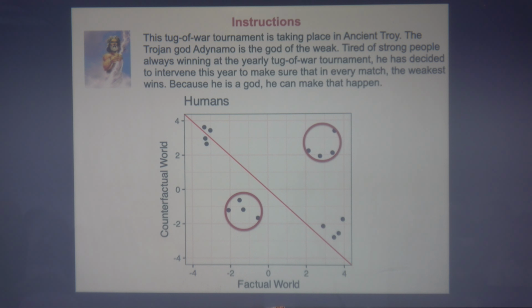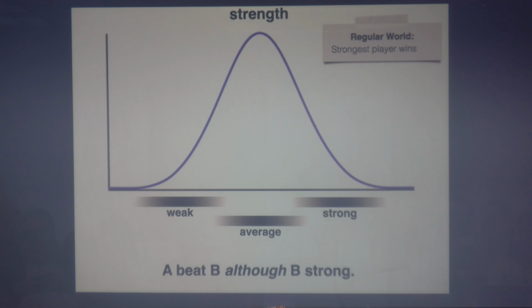And I haven't told you how we modeled the semantics of although, and it's actually shocking how little has been said about it in the linguistics literature. So for although, so A beat B, although B is strong, we draw strength for B, condition on B being strong. Now we know A beat B, so in the regular world, this means A is stronger than B, right?